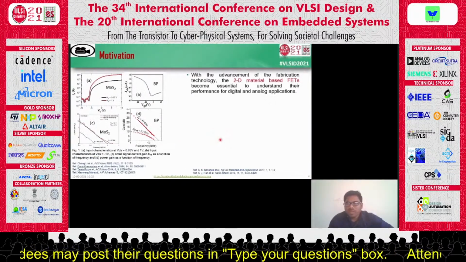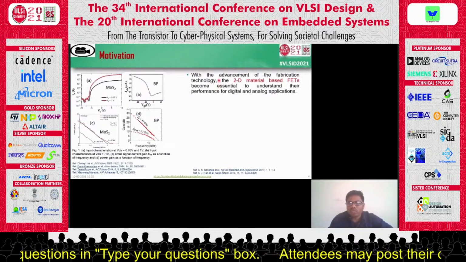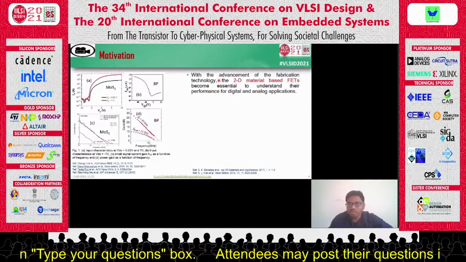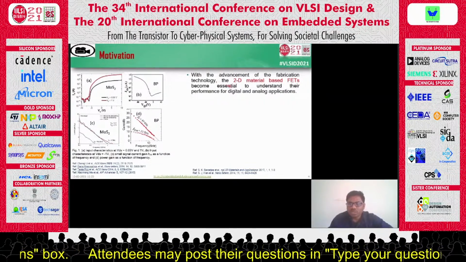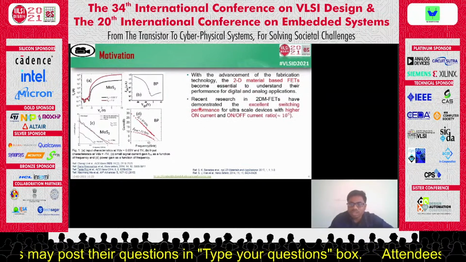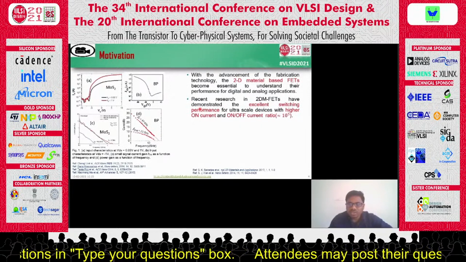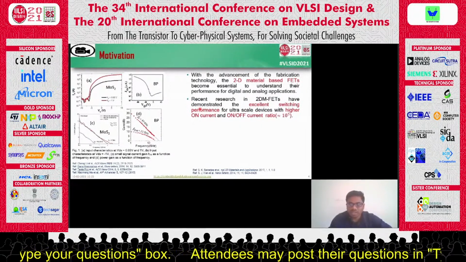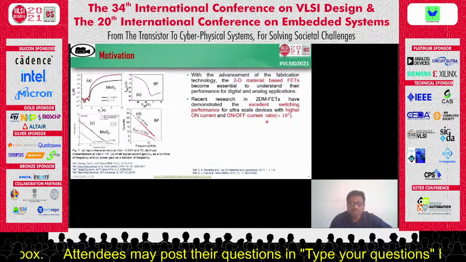With the advancement of fabrication technology for large-area synthesis of materials like BP and MoS2, the 2D material-based FETs have become essential to understand for their performance in digital and analog applications. Further, recent research on 2D FETs has demonstrated excellent switching performance for ultra-scaled devices, with higher on-current and an on-off current ratio of the order of 10^5.